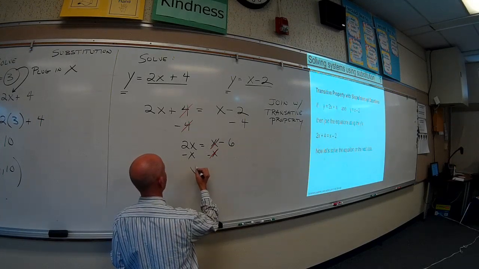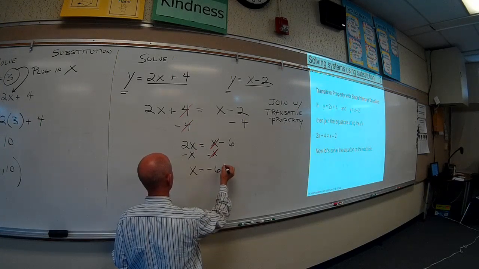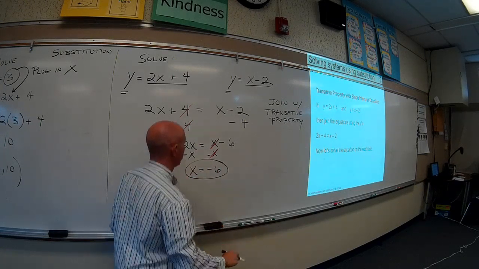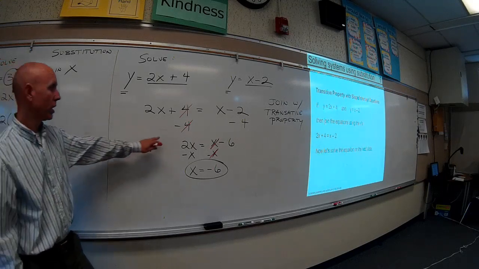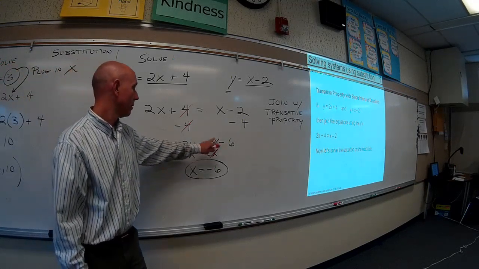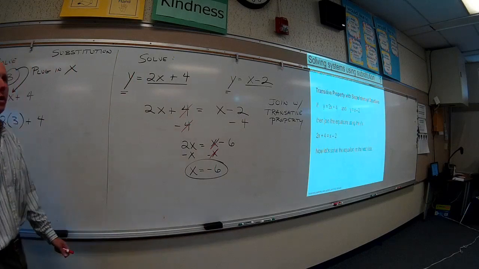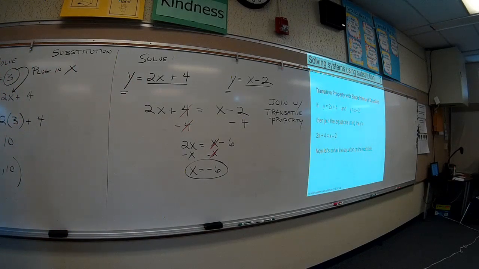X equals -6. Hey, wait, what? Isn't that what I'm left with? Oh, yeah. 2x minus 1x is 1x. Good. And I'm done with the problem. No, I'm not done with the problem.